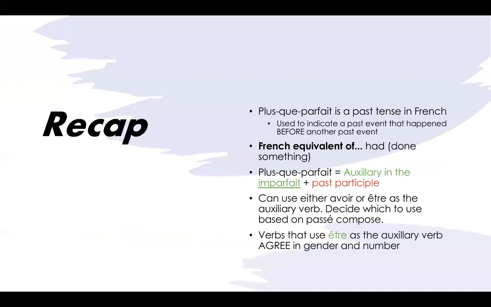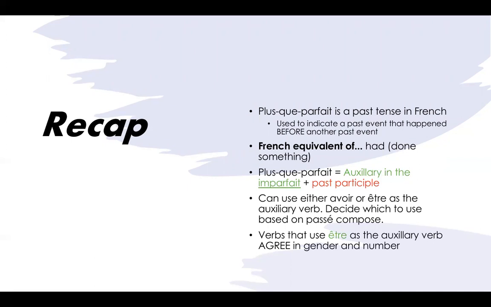So just for a recap, the plus que parfait is a past tense in French, and it's used to indicate a past event that happened before another past event. And it's the equivalent of had done something. So I had eaten, I had ran, I had spoke. Anything that's in the past before another past event.